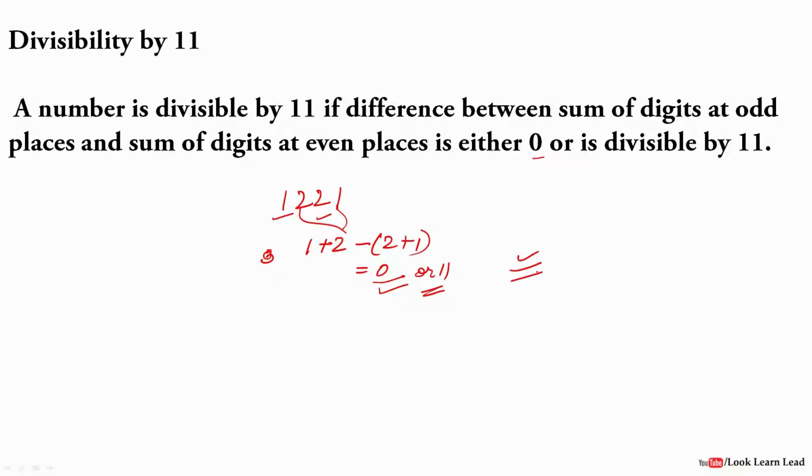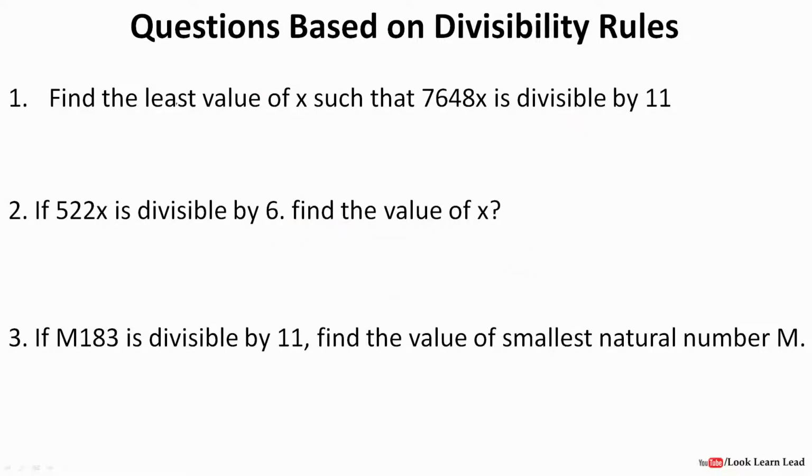Let's see the questions which we saw in the first slides only. Okay, so in this we have to find the least value of x such that 7648x is divisible by 11. So we know the divisibility rule of 11. The difference between the sum of odd and even digits should be equal to 0 or should be equal to 11.